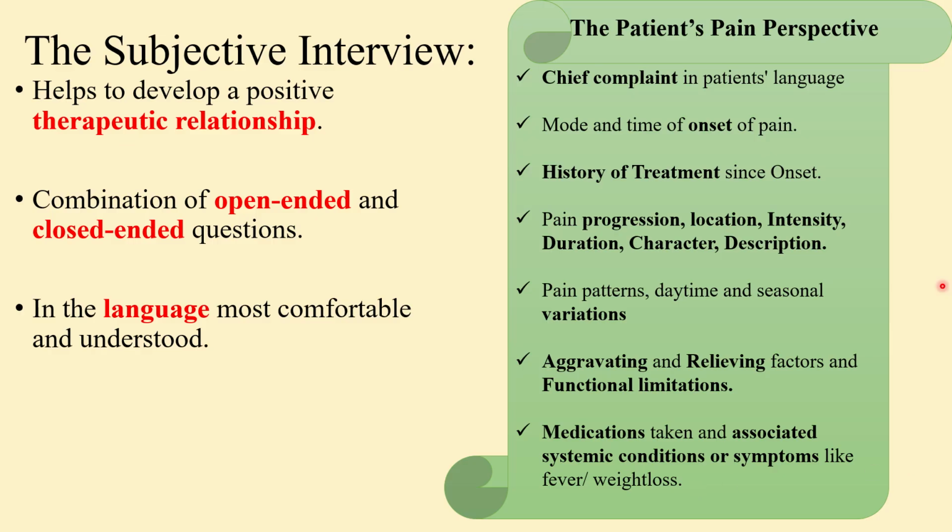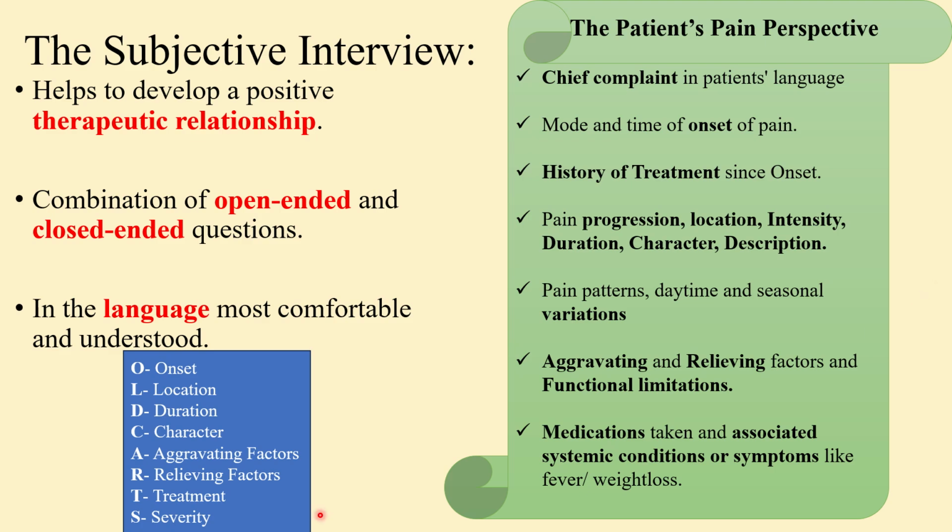Now, just to summarize, an easy way of remembering what to write here is OLD CARTS. So onset, location, duration, character, aggravating factors, relieving factors, treatment, severity. So just a mnemonic for you to remember is OLD CARTS. So this is all about the subjective interview of pain assessment.